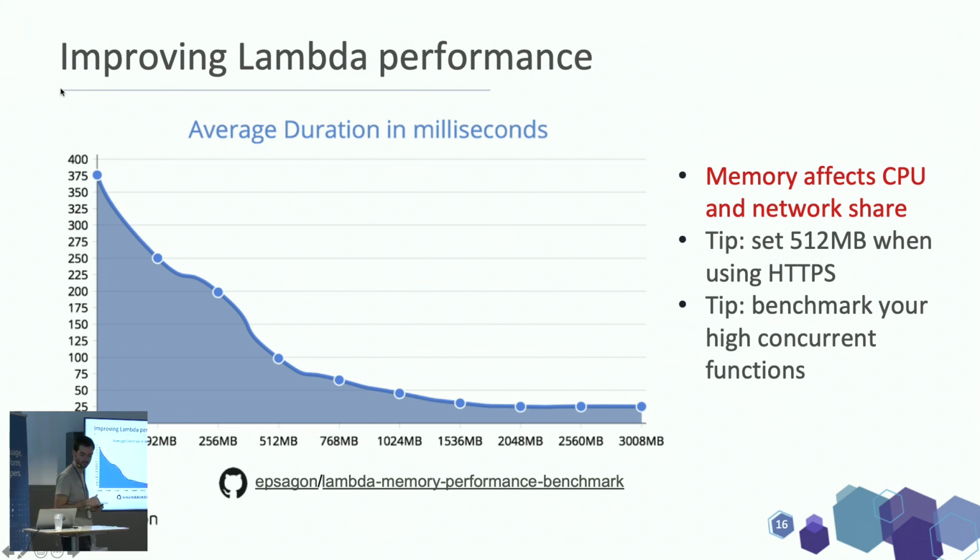And another thing is just make sure to benchmark your function, especially the high concurrent ones. I'm not talking about the ones that are getting an invocation once per day. I'm talking about the ones that are having millions or tens of millions of calls every day or every hour. Measure them, because one slight move in this slider can cause a big impact in cost, in performance, and all of this.